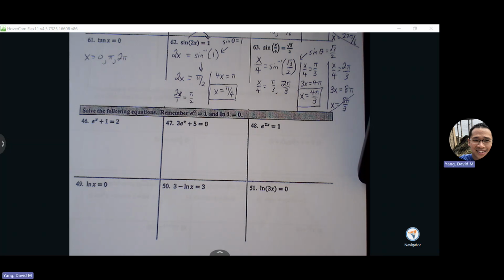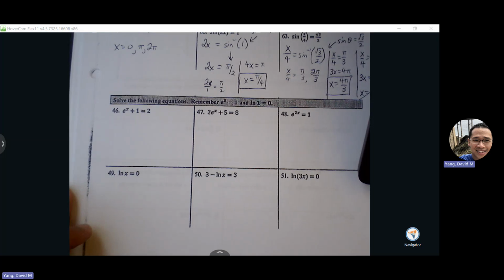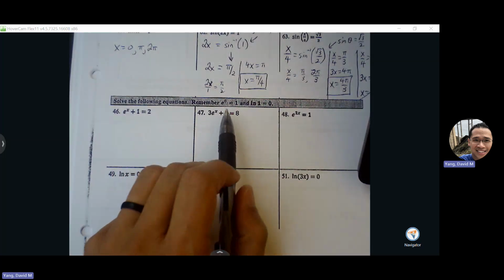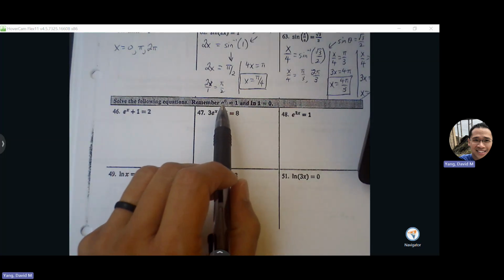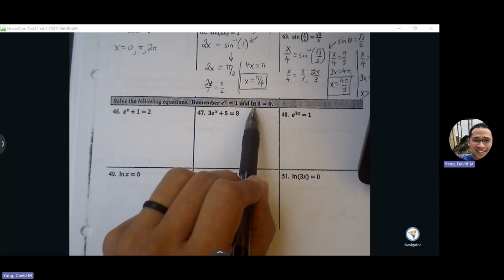Okay, we're going to solve the following exponential equations, or equations involving natural log and the exponential function base e. Remember a couple of the following that can be useful. Anything raised to the 0 power is 1, so e to the 0 is equal to 1. And then natural log of 1 is equal to 0.